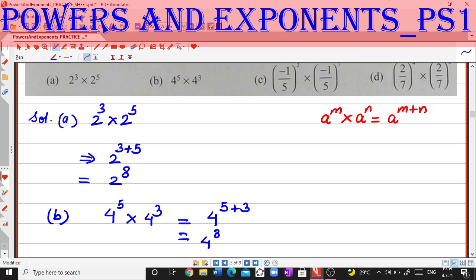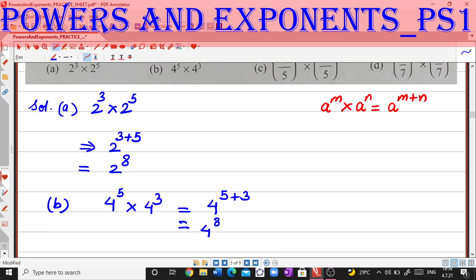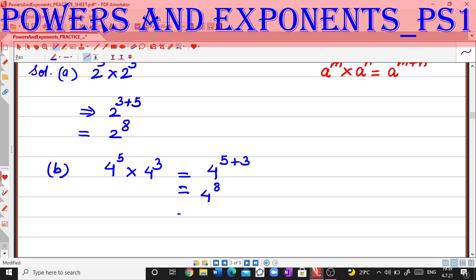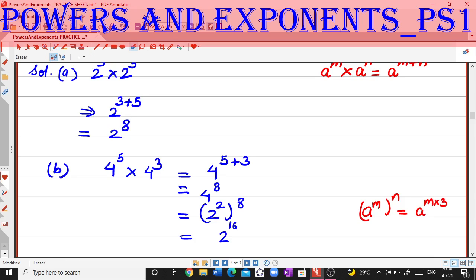Got it? Further you can solve it as 4 is represented as 2 to the power 2. So if you want to solve it further, it could be represented like this. And finally in simplified form it is written as 2 to the power 16. Why 2 to the power 16? Yes, because here we have applied another rule, which is a to the power m, whole to the power n. Okay, so here we have to multiply the powers. Sorry, it's n.